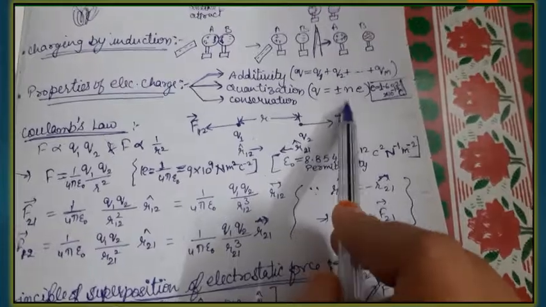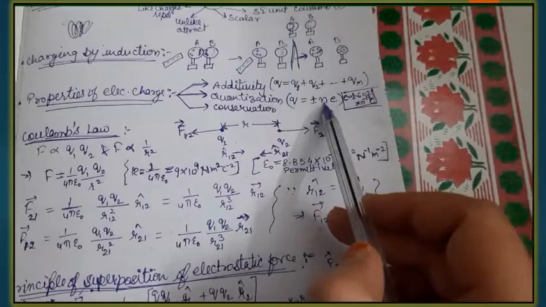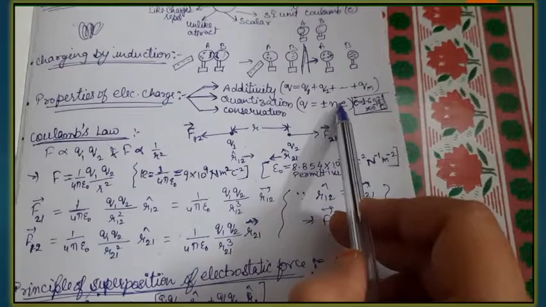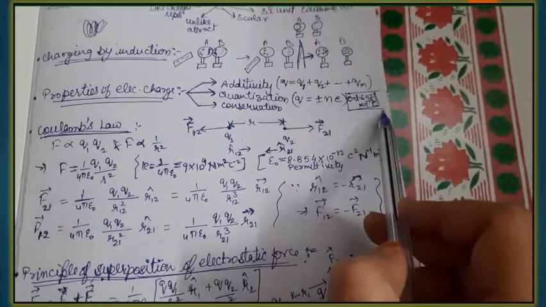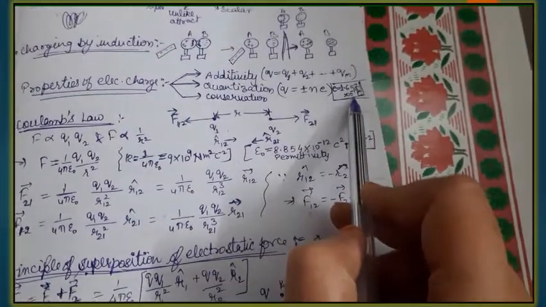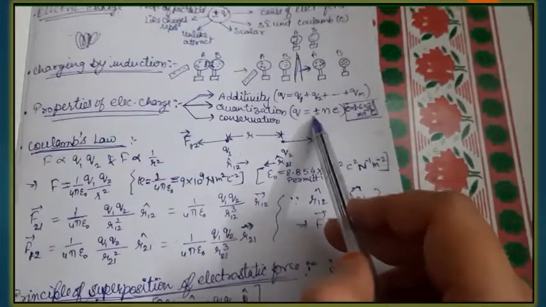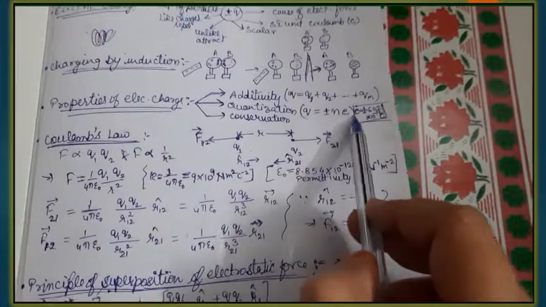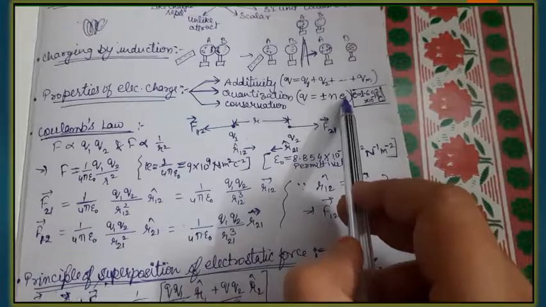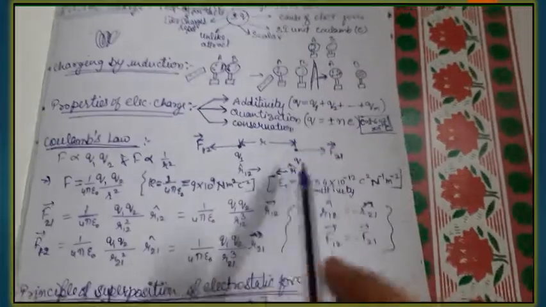Quantization means the total charge on any charged object or any charged entity is always the integral multiple of e, where e, as you are well aware, is the charge on an electron, or the charge associated with one electron. So the quantization property of charge states that the total charge is always plus minus ne, where n can be any integer, and e is the charge on a single electron. So total charge is always an integral multiple of the charge on a single electron.